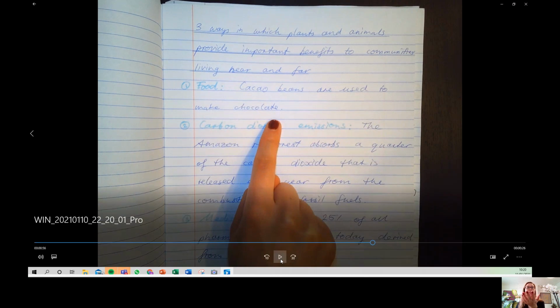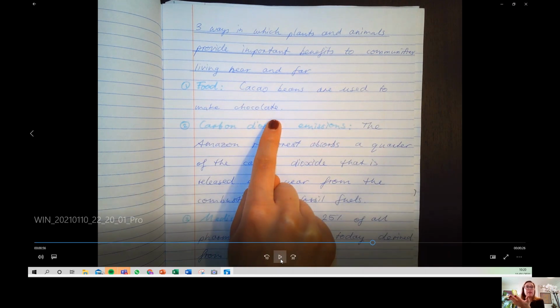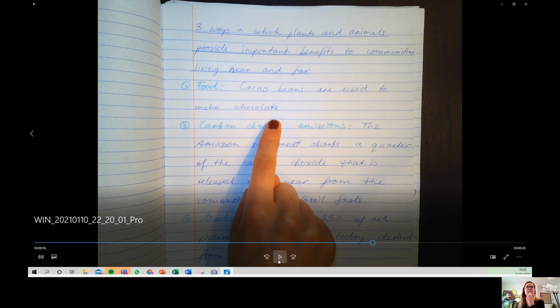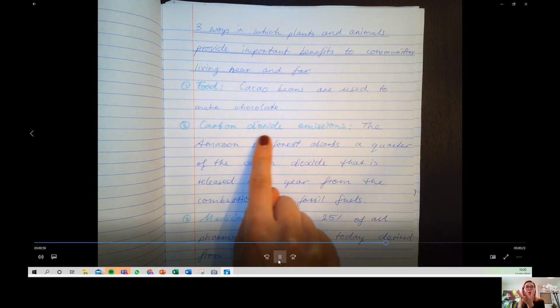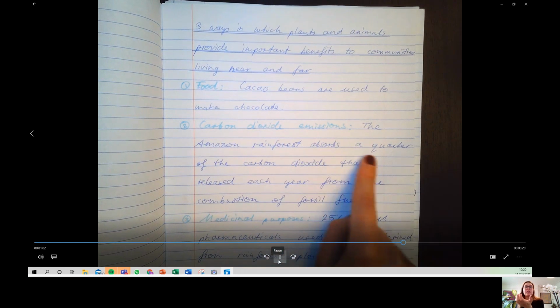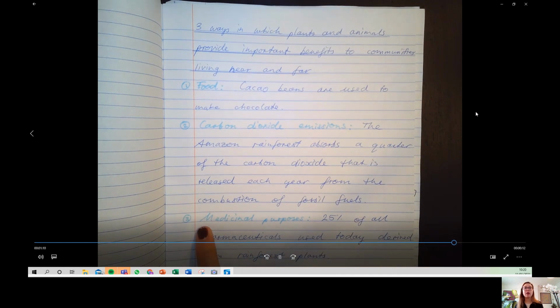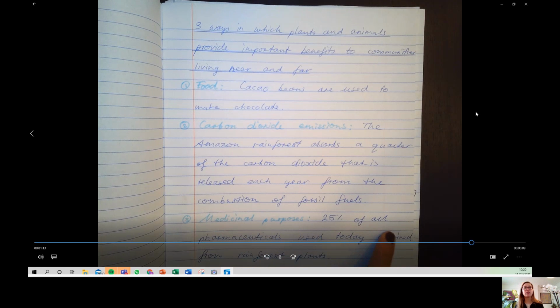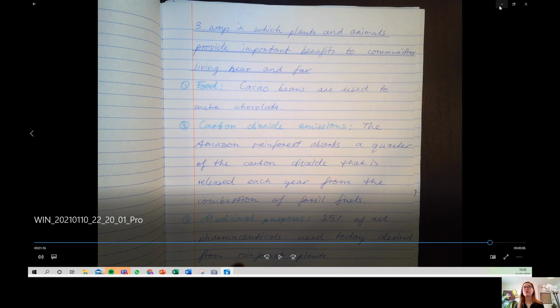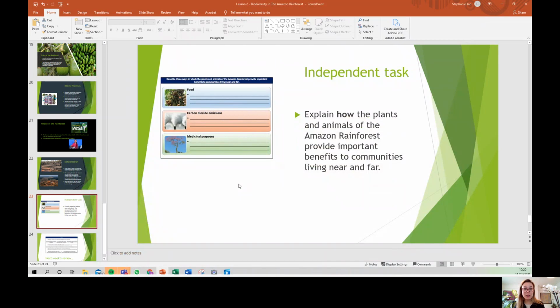Number 2, a second benefit of the Amazon rainforest, carbon dioxide emissions. The Amazon rainforest absorbs a quarter of the carbon dioxide that is released each year from the combustion, so the burning of fossil fuels. And finally, medicinal purposes. 25% of all pharmaceuticals used today are derived from rainforest plants. So, really looking forward to seeing your submissions on Seesaw of all the amazing benefits that the Amazon rainforest has on people's lives around the world.